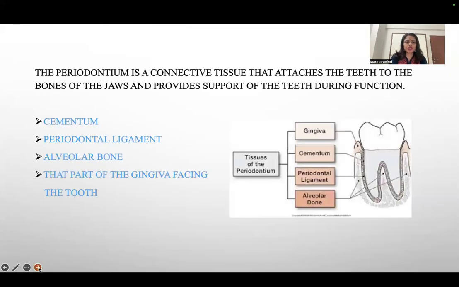So what is a periodontium? The periodontium is a connective tissue that attaches the teeth to the bones of the jaws and provides support to the teeth during function. So the periodontium includes cementum, periodontal ligament, alveolar bone, and that part of the gingiva facing the tooth.